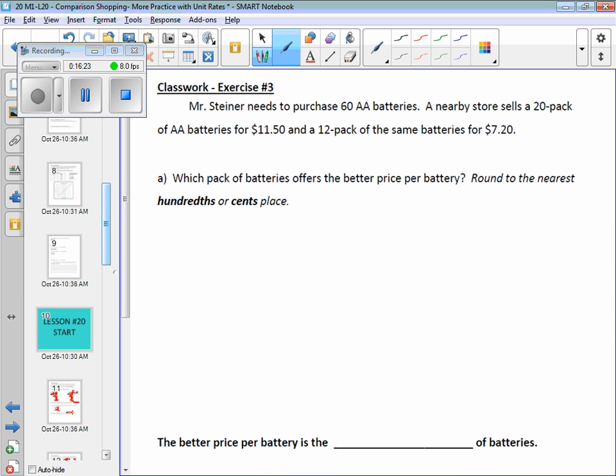All right, up to 3, right? They throw a lot of numbers at you with this. You've got to decide which numbers you need and which ones you don't need. Double A batteries, you don't need double A. You don't care what it is. But you do need to know 60, 20, 1150, and 12.